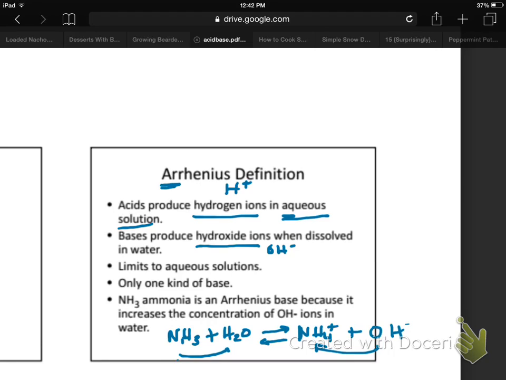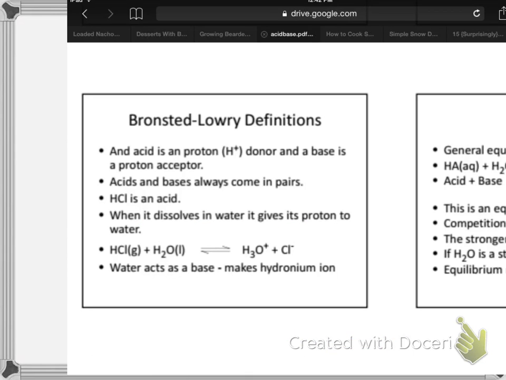Arrhenius, remember, had to be in aqueous solutions. But like I said, we found things that acted like acids and bases, but they weren't in aqueous solutions. So we just came up with a different definition. And that definition is the Bronsted and Lowry acid-base definition. So we use proton donors and proton acceptors to distinguish between an acid and a base.